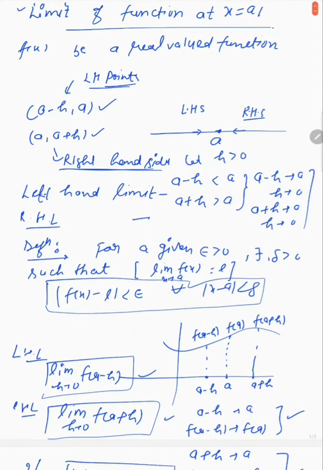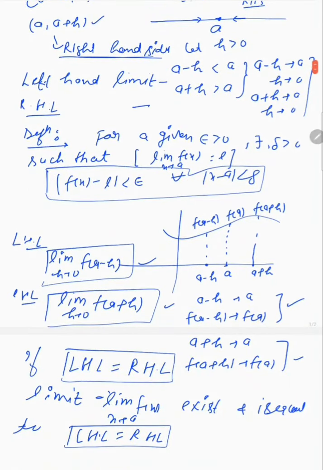So we approach from both sides, from the left hand side and from the right hand side. Basically, what is the meaning of the limit of a function? The meaning is that we have to find the approaching value of this function as we approach the given point a. Approaching from the left hand side gives the left hand limit, and approaching from the right hand side gives the right hand limit of the function.